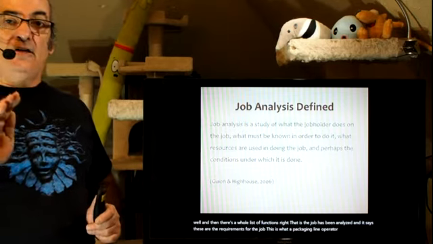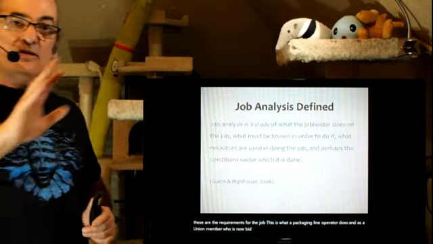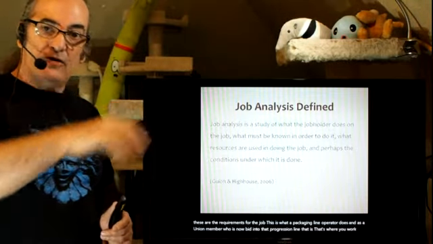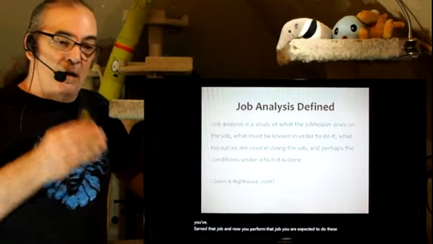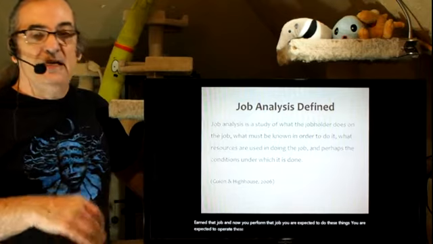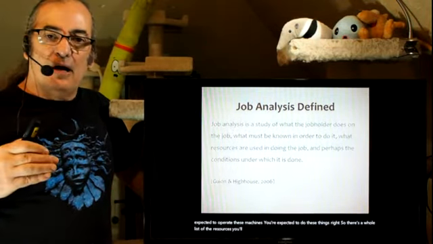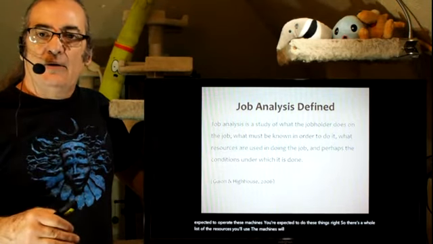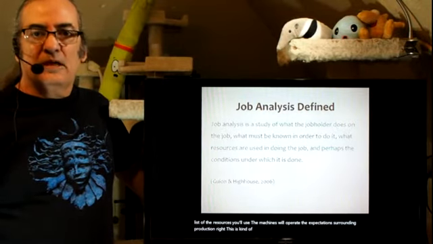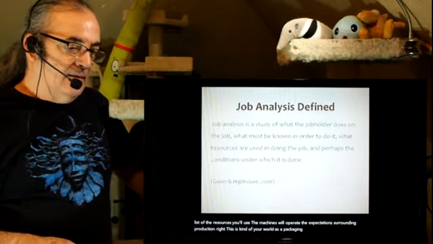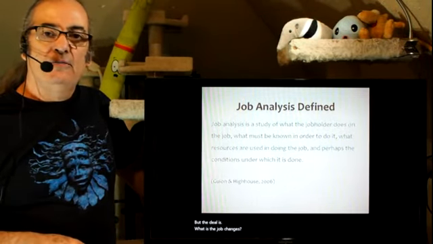And as a union member who is now bid into that progression line, that's where you work, you've earned that job, and now you perform that job, you are expected to do these things. You're expected to operate these machines, you're expected to do these things, right? So there's a whole list of the resources you'll use, the machines you'll operate, the expectations surrounding production, right? This is kind of your world as a packaging line operator. But the deal is, what if the job changes? What if they bring in a new machine?